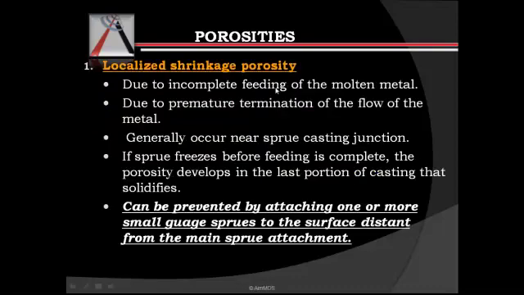Okay, now as we have seen about the irregularities and the surface roughness, we'll next move on to talk about the porosities. Porosities is one of the very important topics as far as MCQs is concerned. So first we'll be talking about the localized shrinkage porosities. As the name says, these porosities result due to incomplete feeding of the molten metal.